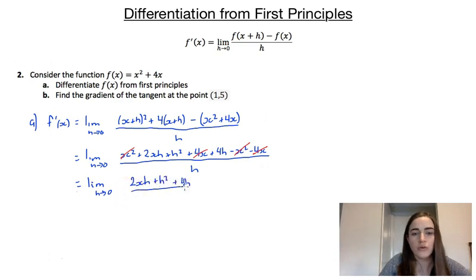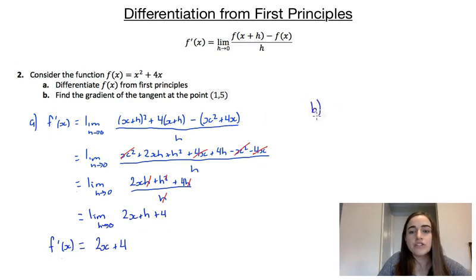Now remembering again that there should be h's in everything, so we can cancel them out in this step. So we can cancel all of those h's out, and that's going to give us the limit as h approaches 0 of 2x plus h plus 4. Now, as that h gets tinier and tinier as it approaches 0, this term in the middle here becomes insignificant. So that's just going to become 2x plus 4. So that is our first derivative.